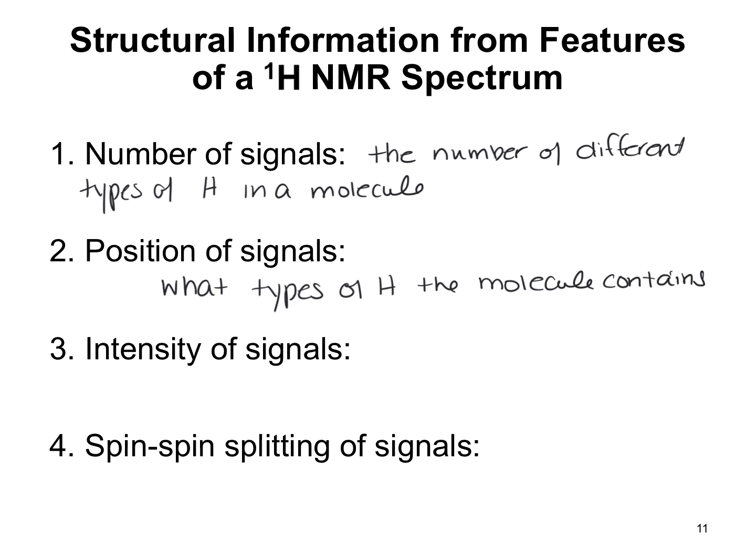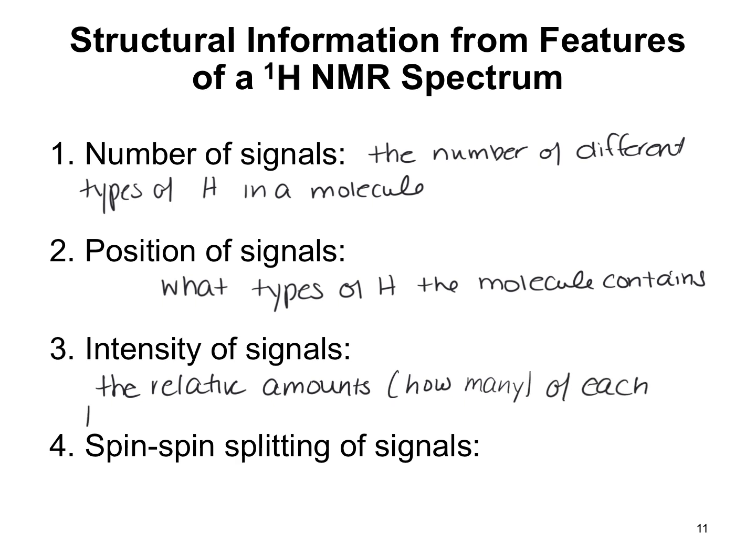And then the intensity of the signal indicates the relative amount, or how many of each kind of hydrogen there are in the molecule. And then the spin-spin splitting of the signal will give us further information of the neighboring environment for various hydrogens in the molecule.